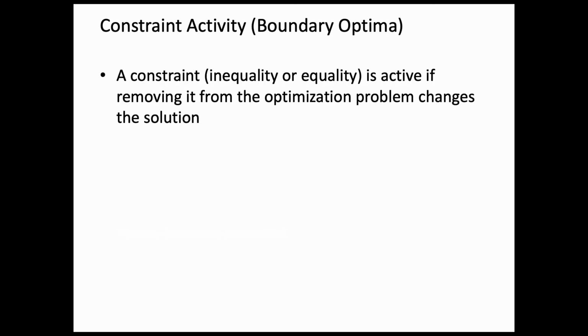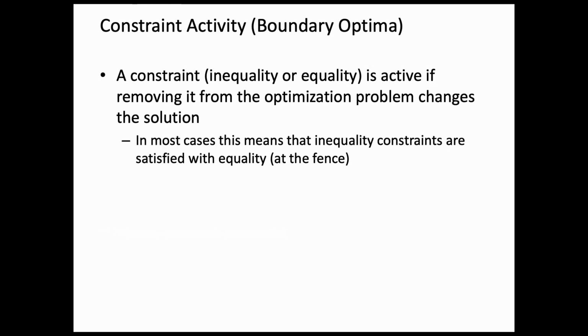Now that we've visualized what this problem looks like in 2 dimensions, let's have a quick revisit of the definition of active constraints. This is something that we're going to need to know to move forward with monotonicity analysis. A constraint is active if removing it from the optimization problem changes the solution. In most cases, this means that when we have an active inequality constraint, these inequality constraints are satisfied with equality.